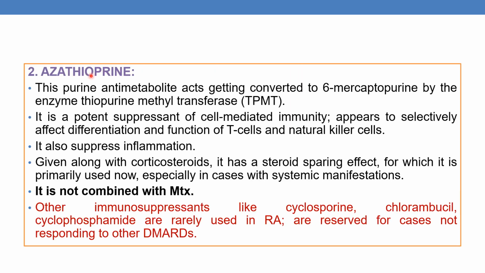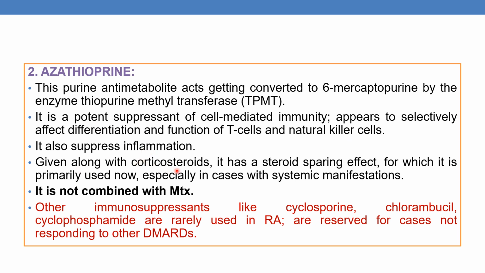The next drug is azathioprine. This purine antimetabolite acts by getting converted to 6-mercaptopurine by the enzyme thiopurine methyltransferase, TPMT. It is a potent suppressant of cell-mediated immunity, appears to selectively affect the differentiation and function of T cells and natural killer cells. It also suppresses inflammation.